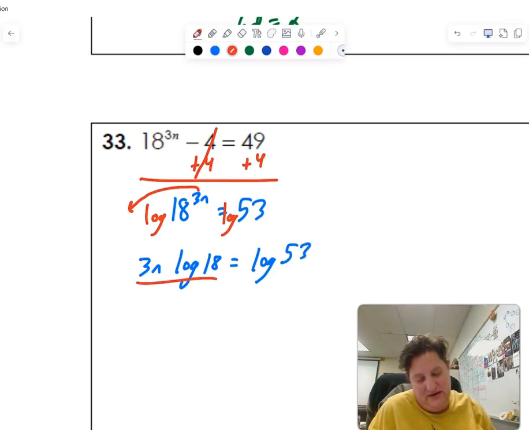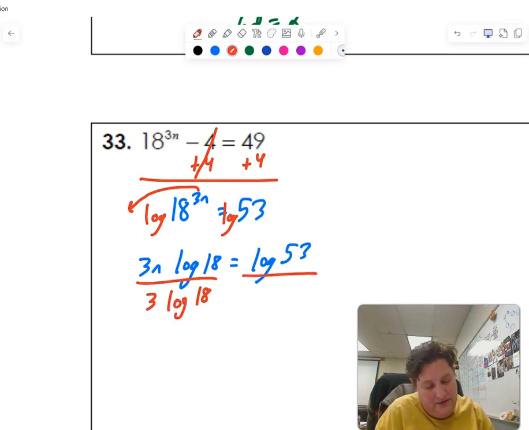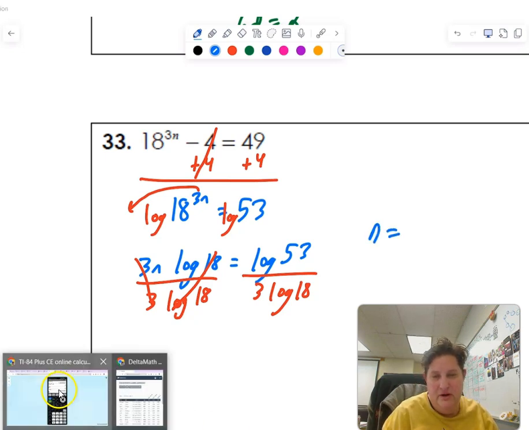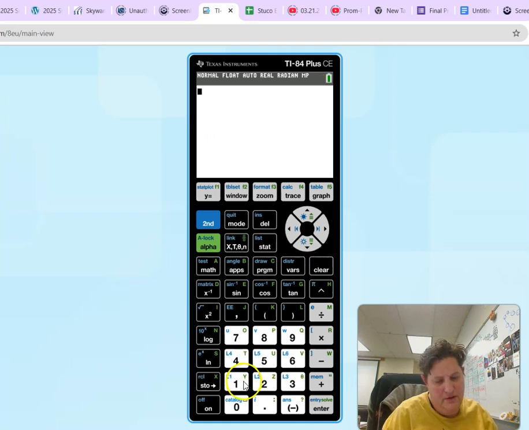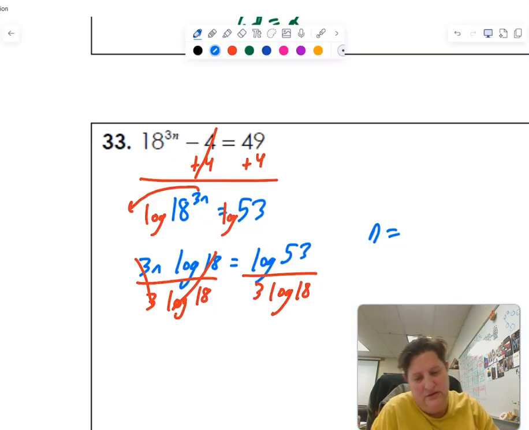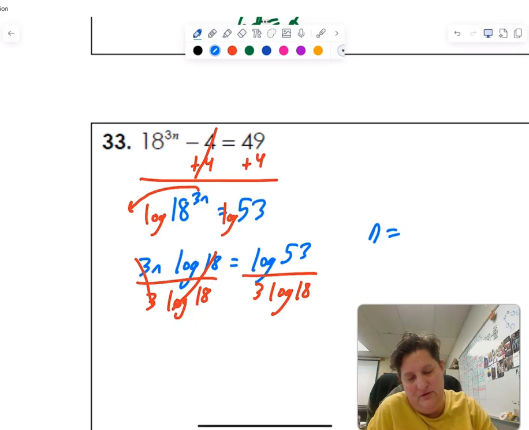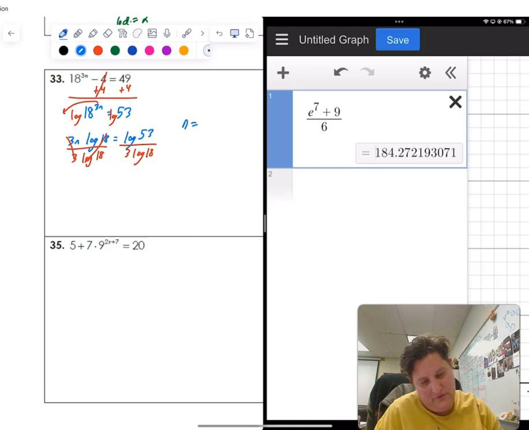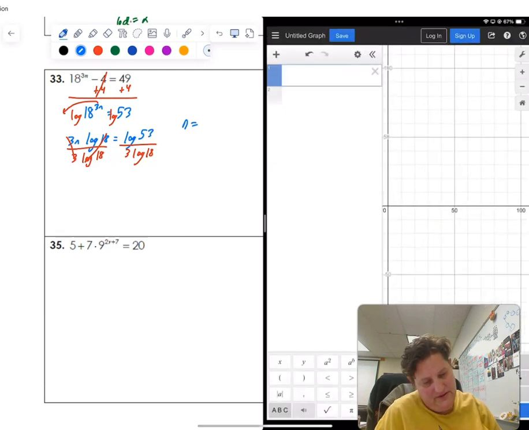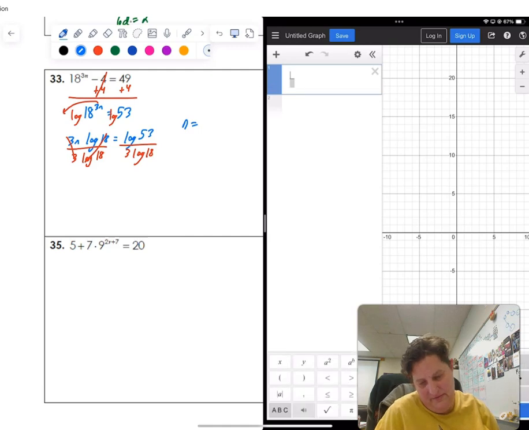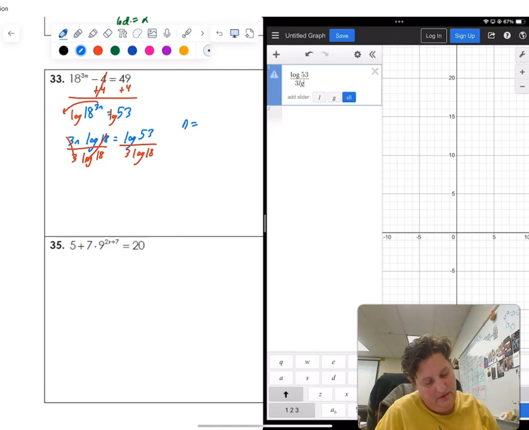Now to solve for n, I need to divide by 3 and log 18. Here's a hint. You can do them both at the same time if you want. Okay, the 3 and the log 18 will cancel out. And then I just put this as a decimal. So I'm going to go ahead and type, oh, actually, I was going to do this on Desmos. It's a little bit easier. I mean, you can do it on the graphing calculator, but on Desmos, we can just do, let's see, put the divide by there, and it's log 53 over 3 log 18.